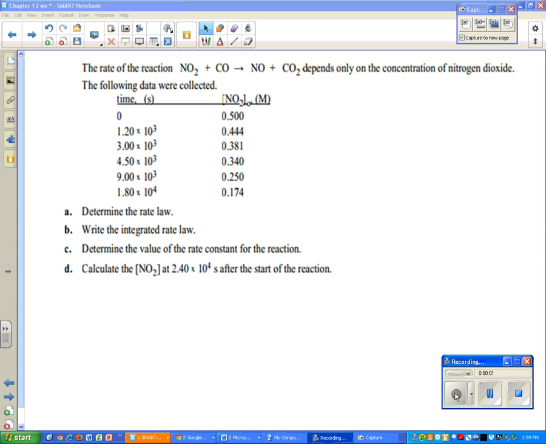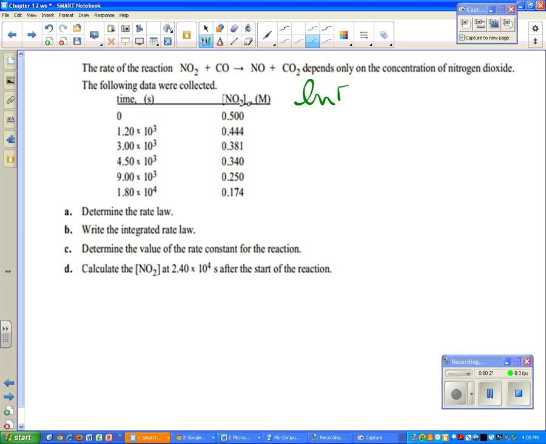This problem will be an example of an integrated rate law. And just a little saying: when you see a time table versus concentration, it is time to grab your calculator and make a graph. The first thing I'm going to do is graph time versus two different things: the log of the concentration, and also 1 over the concentration of the reactant that's given.